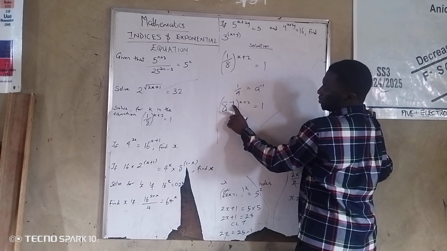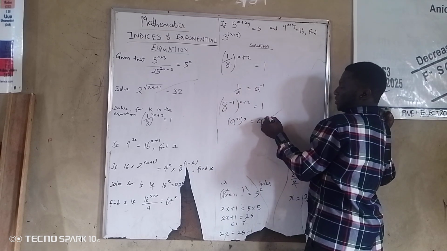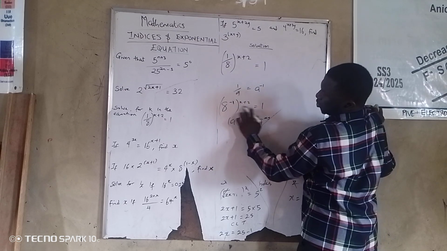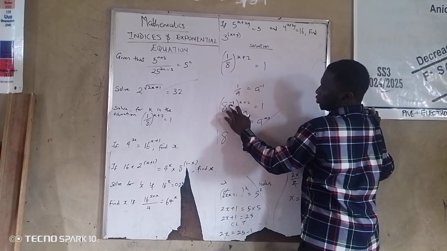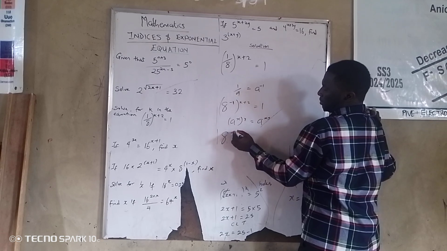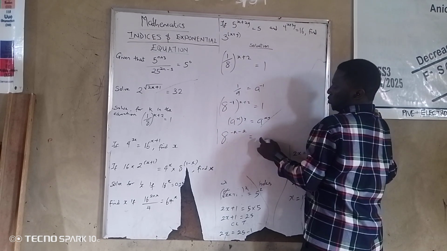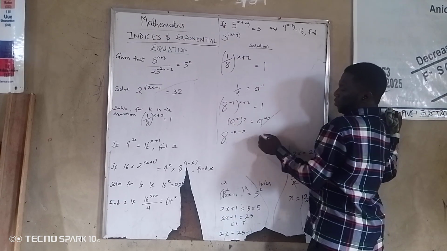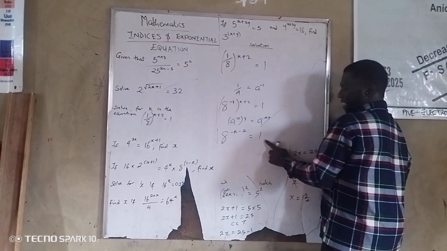So let's see. This is looking like the law a to the power of x, all raised to y, which is a to the power xy. You multiply the powers. So we apply the law here. Minus 1 times k will give you minus k. Minus 1 times plus 2 will give you minus 2 also. Then you still have your 1 here. Now 8 is the base here, and this is 1.